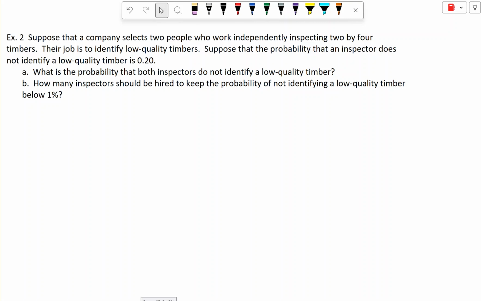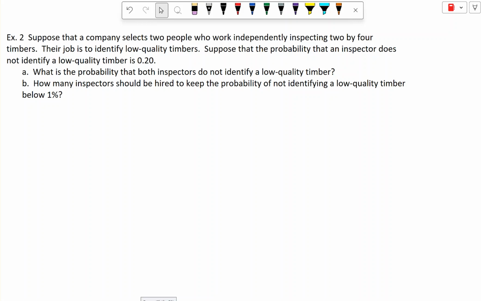Here's another example for our multiplication rule when we have independent events. Suppose that a company selects two people who work independently inspecting 2x4 timbers. Their job is to identify low-quality timbers. Suppose the probability that an inspector does not identify low-quality timber is 0.2. What is the probability that both inspectors do not identify a low-quality timber?